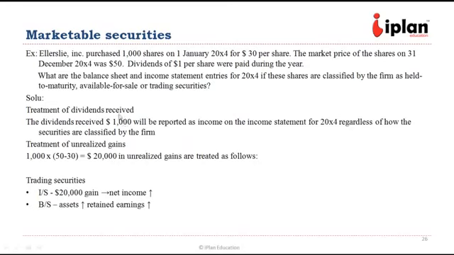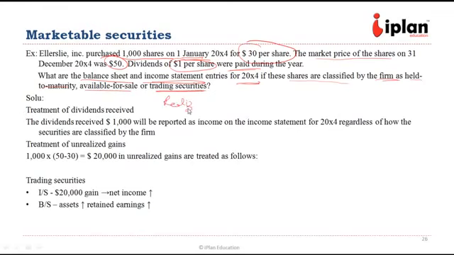Now in order to clarify this issue further, let us take a numerical example. The company purchased 1000 shares on 1st of January for $30 per share. At the end of the year, the market price became $50. A dividend of $1 per share was paid in that year. Now the question is asking the balance sheet and income statement entries for that year, if these shares are classified by the firm as held to maturity, available for sale, or trading security. So we need to find out the treatment in all three cases for balance sheet and income statement. So let us find out.